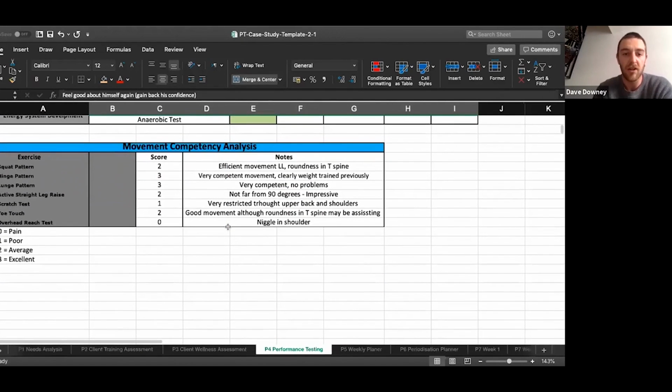Next, we're looking at a nice important one here: your movement competency, or the analysis of a movement pattern. We've gone through this movement screening in one of the webinars before, but let's just have a little look here. Your squat pattern. John, we scored him a 2, so average enough. Really efficient through his lower limbs, so hips, hamstrings, everything okay, but definitely a roundness in the T-spine.